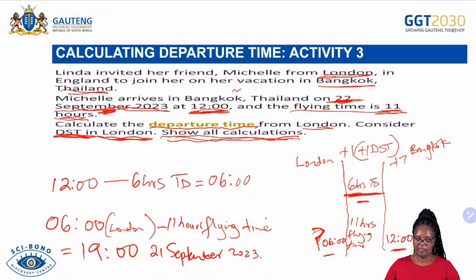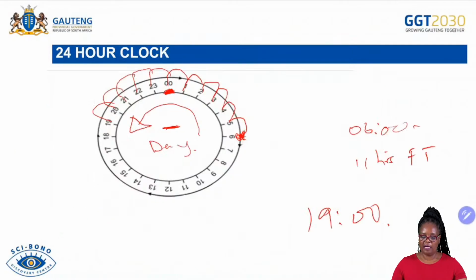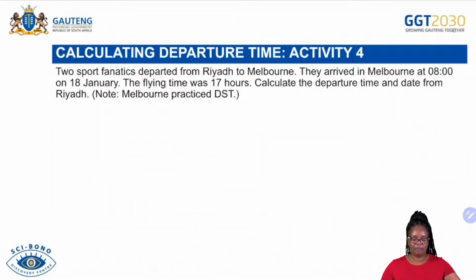We know that Michelle left London at 19 hours, 21 September 2023. Okay? I hope it makes sense now. Let's do the second example, which will be the last one. And I hope this one will help you understand the departure time. Okay? There we go.